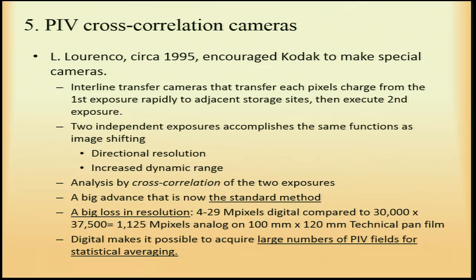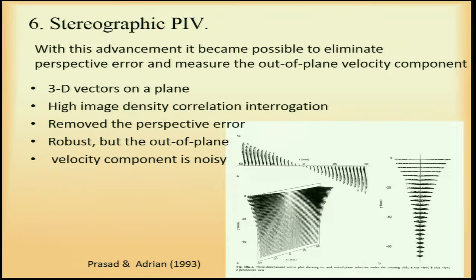The difference in resolution was huge. Today, 29 megapixels is pretty big. If you compare that to film, the 4-inch by 5-inch film is over 1,000 megapixels. So we gave that up, but we gained all sorts of convenience, and we gained the possibility of taking large numbers of vector fields and averaging and getting good statistics.